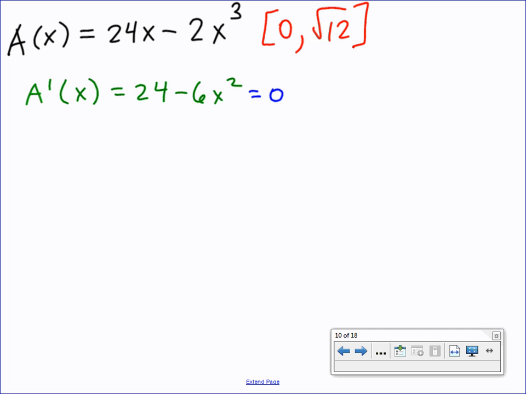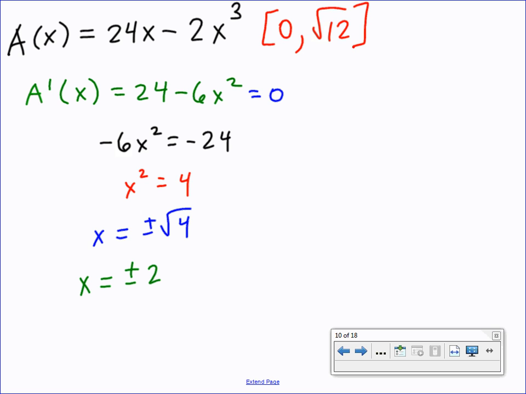Are there any values of x for which A prime equals 0? I don't know. Let's see. We'll go ahead and add over, subtract over. Negative 6x squared equals negative 24. Divide. X squared equals 4. Looks like x is given by positive and negative square root of 4, so x is positive and negative 2. Only one of these is in my interval that we specified, 0 to root 12. So I'm going to purposely just grab that positive one.